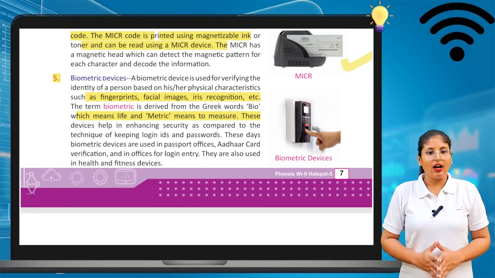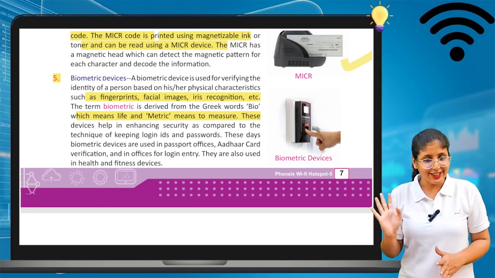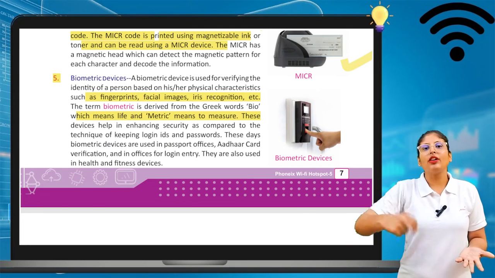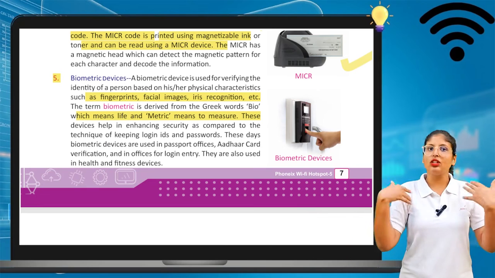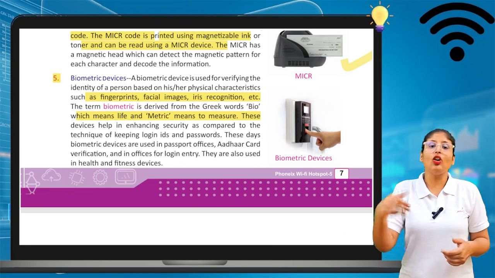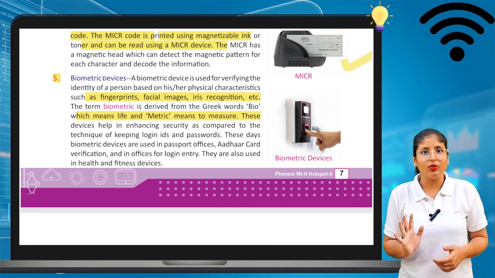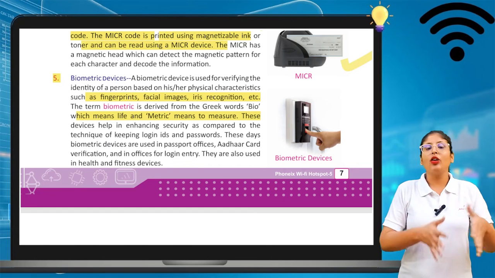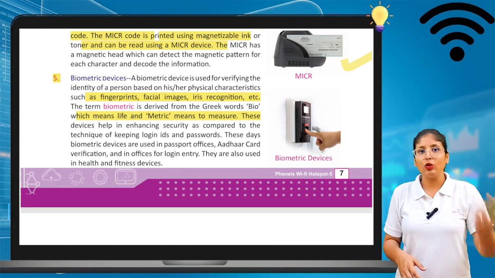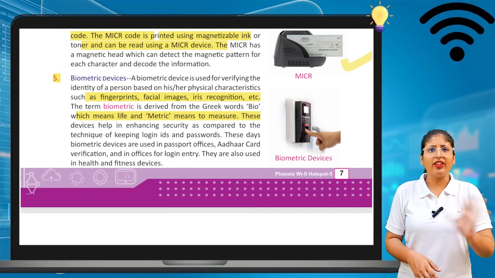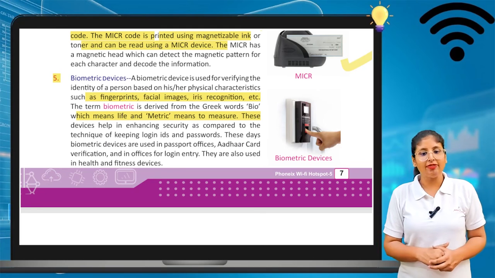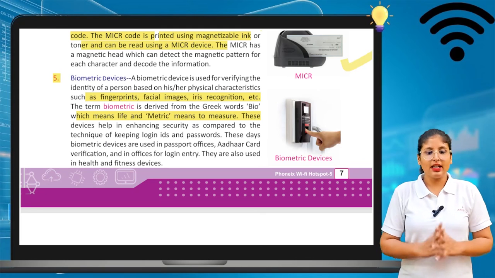Nowadays we do not need any pen or paper or register to mark attendance. You just go there and show your face to the biometric, or show your fingerprints, and they can identify you, because they already have the data of their staff filled in, and with the help of that they can verify you. They are also used in health and fitness devices. So these are the biometric devices.